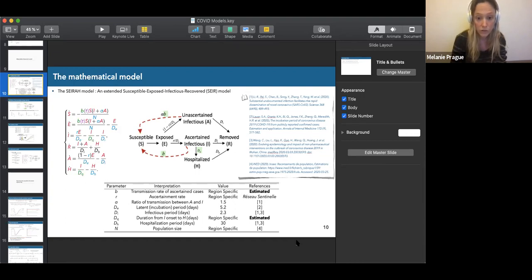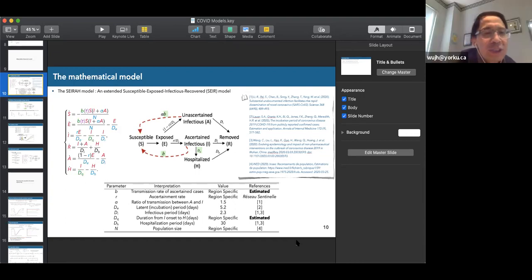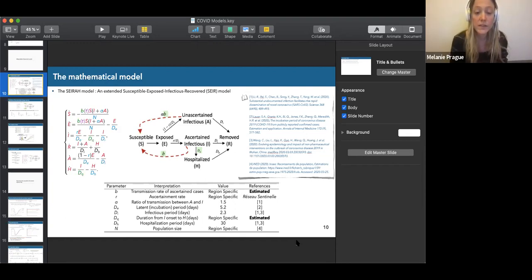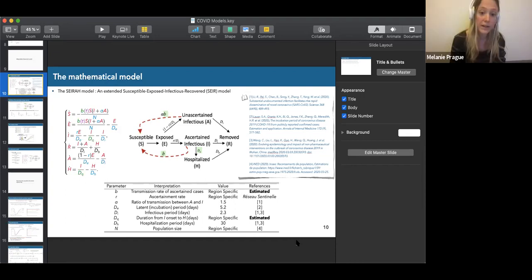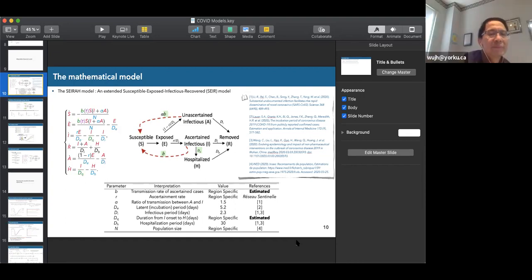It's a one-to-one function. Sorry, Mélanie, what's DQ? I know B. DQ will be the rate of hospitalization. Okay, thank you. It's basically the time you spend being infectious before being hospitalized if you have symptoms.